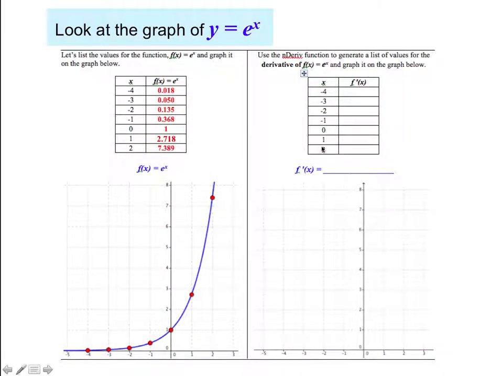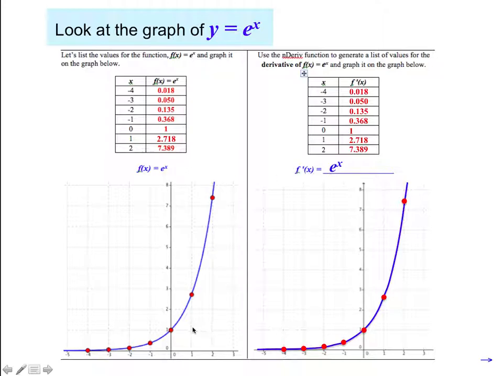And then as we record the values of the derivative over the same domain, what we find is that these values for the derivative are identical to the values for the function. So what we find then is the derivative of f of x is actually also e to the x.